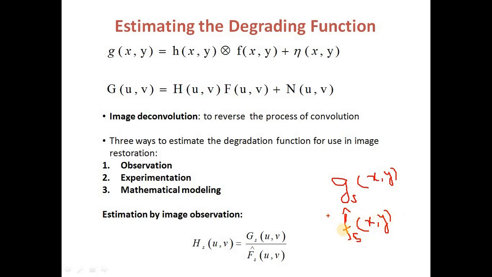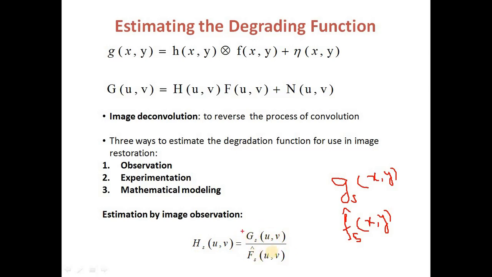Then we can have an estimate of the degradation function as capital H subscript s of u comma v equals capital G subscript s of u comma v divided by capital F-hat subscript s of u comma v, where G subscript s of u comma v is the Fourier transform of g subscript s of x comma y, and F-hat subscript s of u comma v is the Fourier transform of f-hat subscript s of x comma y. The ratio of G subscript s of u comma v by F-hat subscript s of u comma v will give you an estimate of the degradation function in frequency domain, that is H subscript s of u comma v.